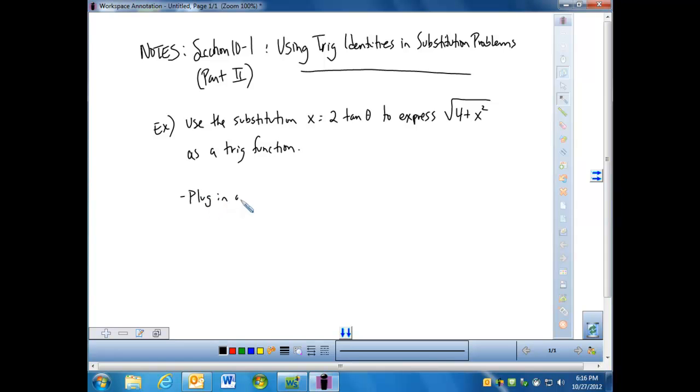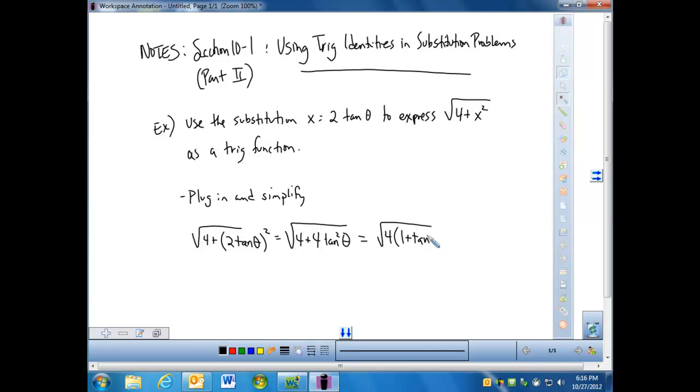So the first step in this process is to just plug in 2 tangent of theta for x, rewrite it, and then do any kind of simplifying you can with that expression. Obviously as you plug it in, you're going to get 4 plus, and you square that whole expression, you get 4 times tangent squared of theta. You might notice there that I can factor out a 4 out of each part. That's going to leave me 1 plus tangent squared theta.